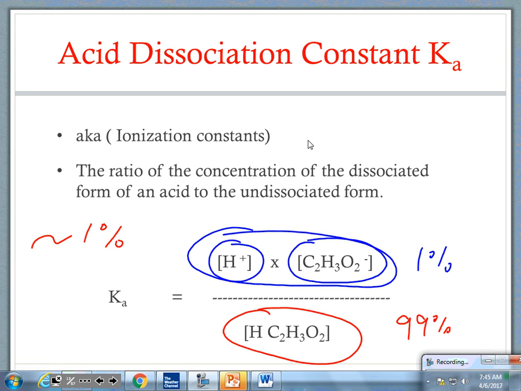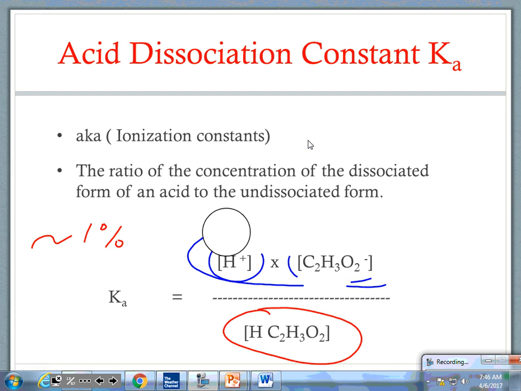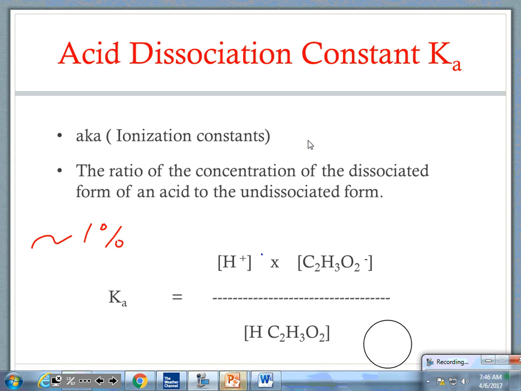Now what if I flip that? Let's say we had hydrochloric acid, and hydrochloric acid is the other way. Hydrochloric acid had 99% dissociated and let's say 1% not dissociated. Is that going to be a bigger number? Yeah, right? So that's what we're looking at with Ka. The bigger values of Ka are going to be the stronger acids. The lower values of Ka will be the weaker ones.